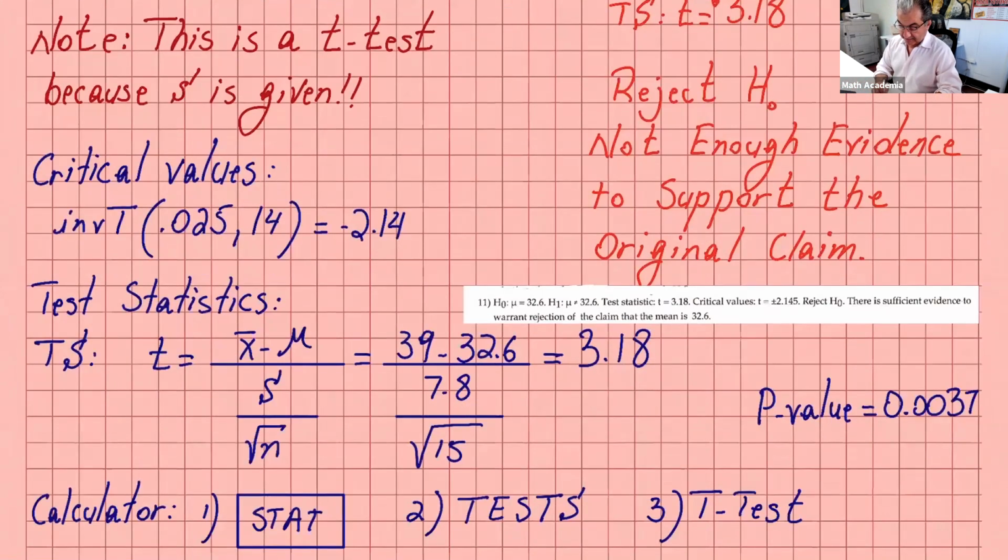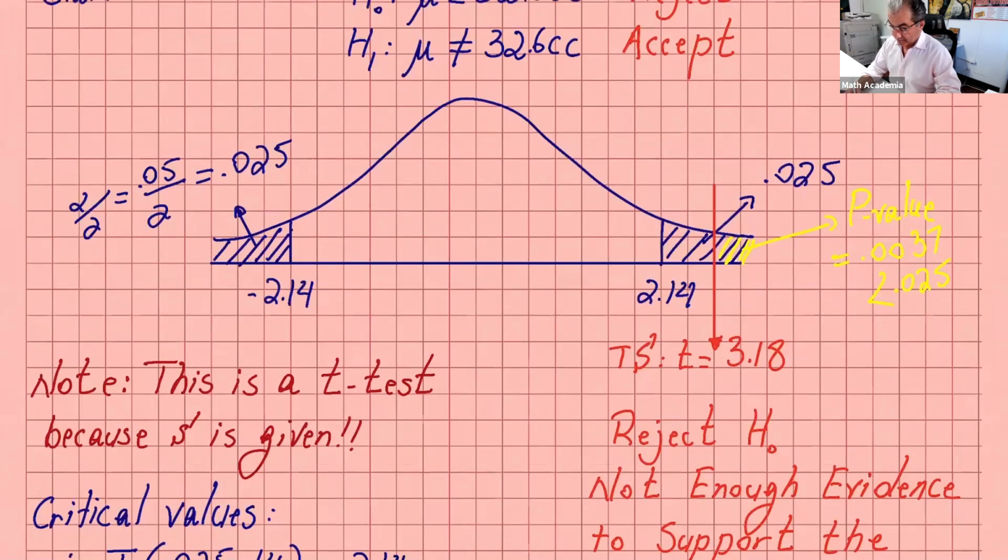The test statistic is very similar to the Z, but instead of sigma, we put S here. And it's t, don't forget. 39 is the sample mean, 32.6 is in the claim, over S, which was given as the sample standard deviation, over square root of 15. If you do that, you get 3.18. Where is the 3.18? It's after 2.14 and it's in the shaded area.